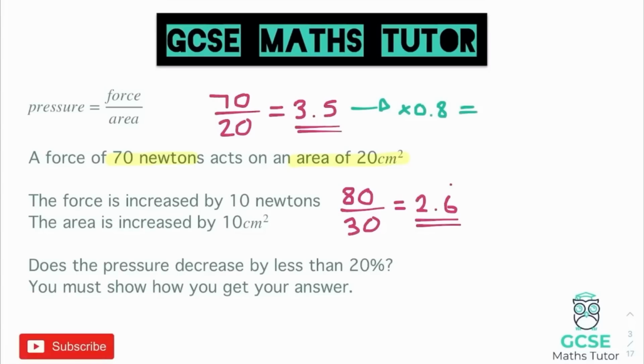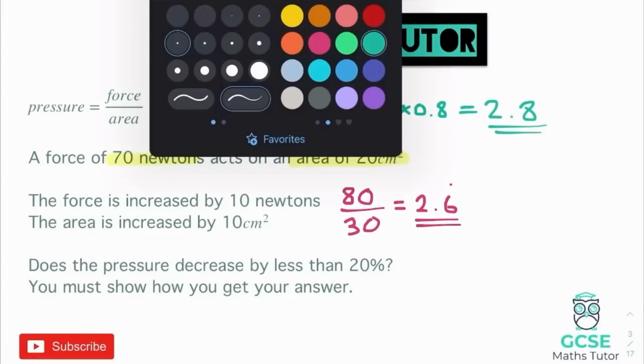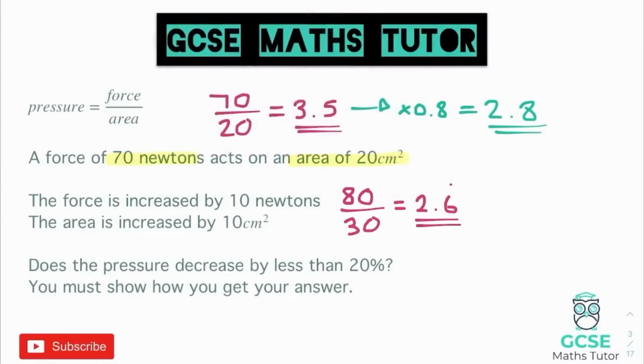You get the answer 2.8. So if we were to have decreased it by 20%, it would have gone down to 2.8. And as we can see, it has actually gone down to 2.6 recurring. So it's gone down by more than 20%. So this question says, does the pressure decrease by less than 20%? Well, no, the answer is it would decrease by more than 20%. So we would have our working out there, but we would say no, it decreases by more than 20%. And that would be our final answer.